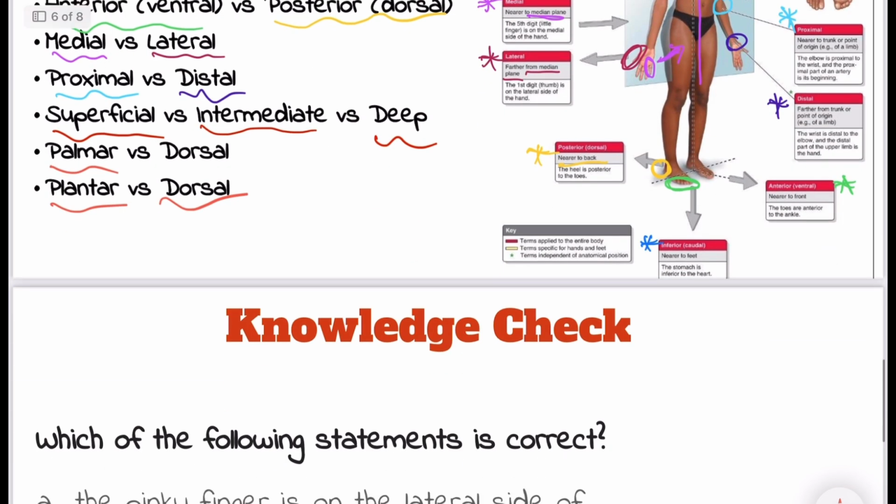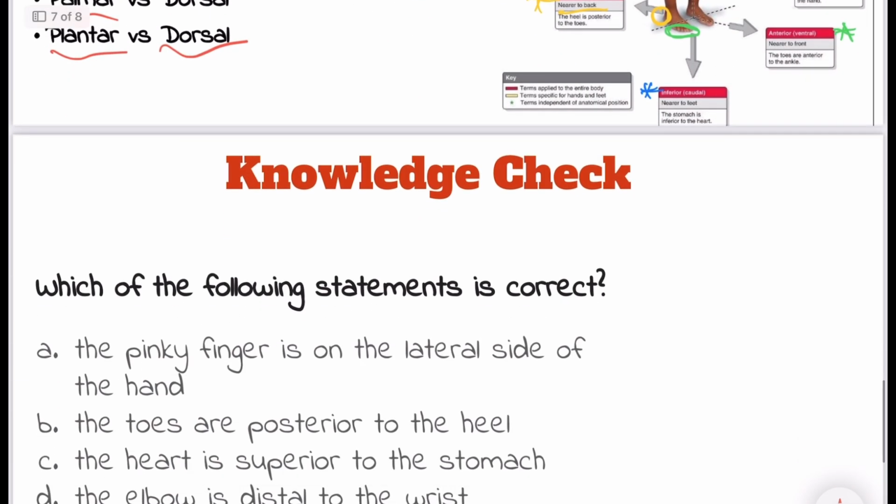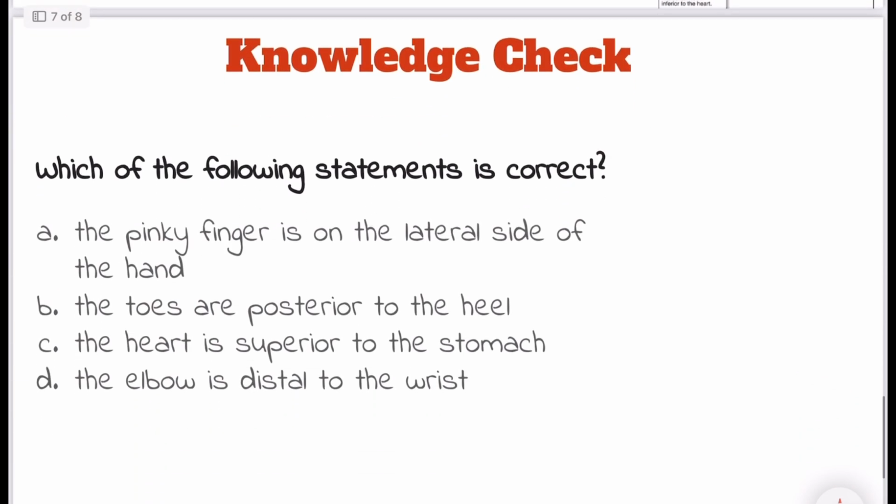So now, after we have gone through this information, let's do a knowledge check. And here you can pause the video and answer this question. And once you're ready and you have your answer, unpause the video and the answer will be on the next slide.